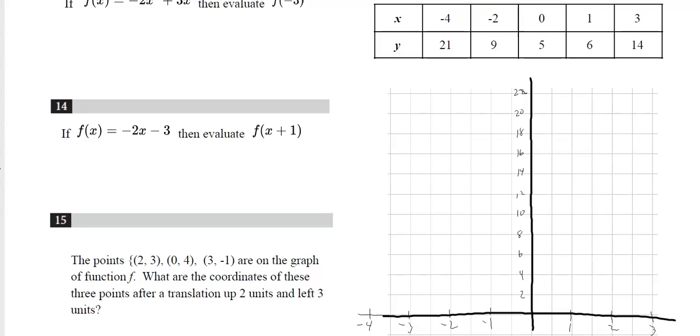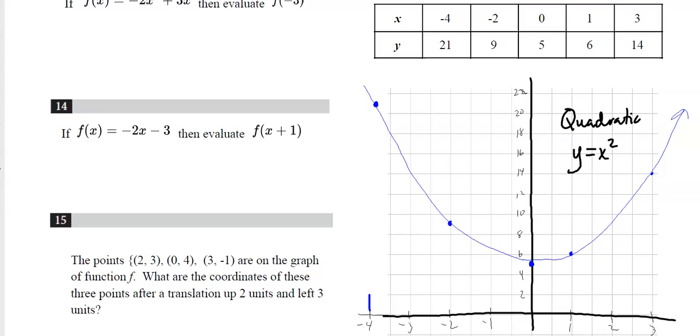So -4, 21. Way over here at -4, all the way up here at 21. -2, 9. 0, 5. 1, 6. 3, all the way up at 14. If I'm connecting these, it looks like we come down and we start to go back up. So that right there looks to me like a quadratic, a y = x² parabola.